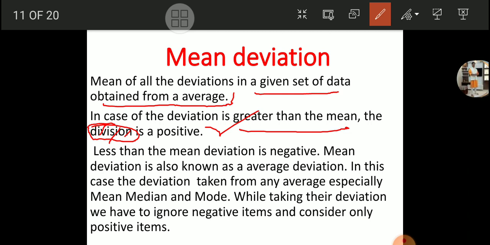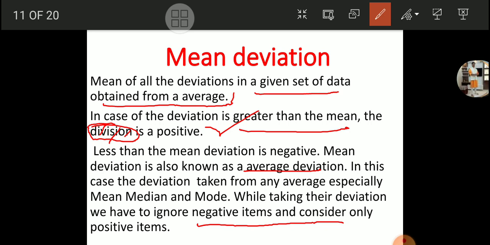Mean deviation is also known as average deviation. In this case, the deviation is taken from any average, specifically mean, mode or median, isn't it? While taking their deviations, we have to ignore the negative signs, that is most important. At the time of calculation of the mean deviation of the given data, we will have to ignore the negative signs and consider all signs as positive.